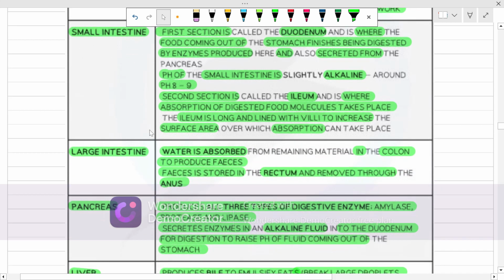After the small intestine, where food has been absorbed, it moves into the large intestine. The large intestine absorbs all the water remaining in the food, and it produces feces. This feces is stored in the rectum, and at the right time, it is excreted out from the anus.